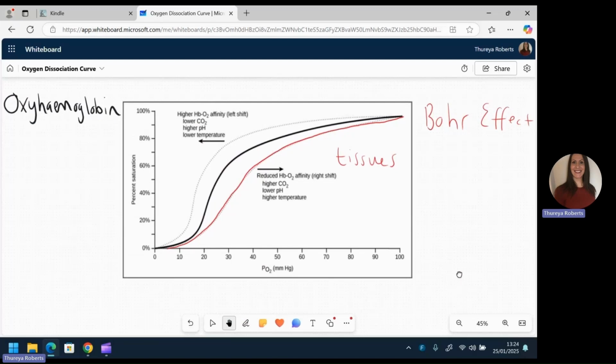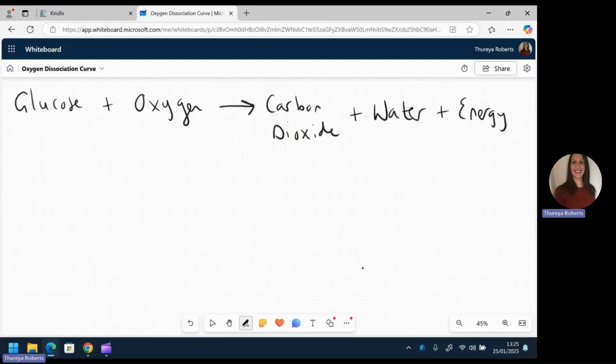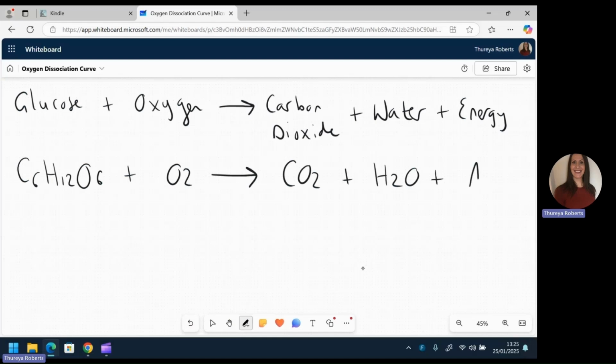So if you remember the word equation for ATP, if we wanted to do the chemical formula for that, it's C6H12O6 plus oxygen produces carbon dioxide plus water plus energy in the form of ATP. So if we wanted to balance that equation, it would be 6 oxygens and 6 carbon dioxides produced, as well as 6 water molecules. And overall, we've just got ATP here, but this reaction usually produces around 36 to 38 molecules of ATP per molecule of glucose during aerobic respiration, as long as oxygen is present.